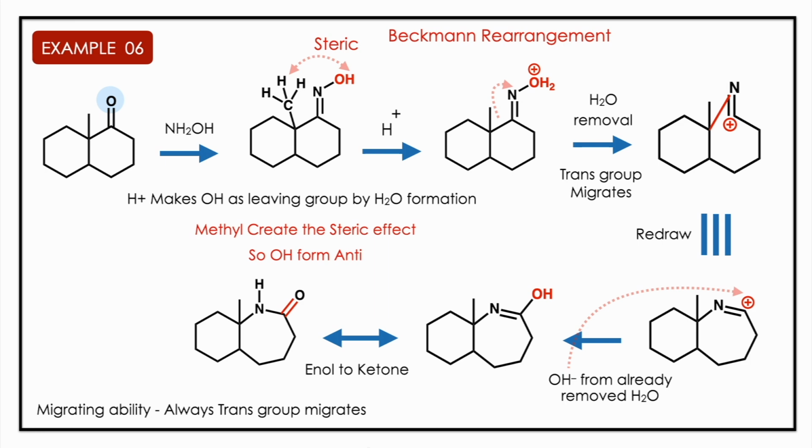Then OH minus attacks. You have an alcohol there. The alcohol is the enol. Through keto-enol tautomerism, it becomes a ketone, that is an amide there. The concept we outlined here is that oxime formation is crucial; if there is a steric hindrance, that can promote the oxime formation.